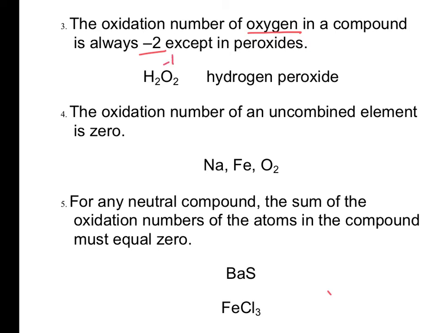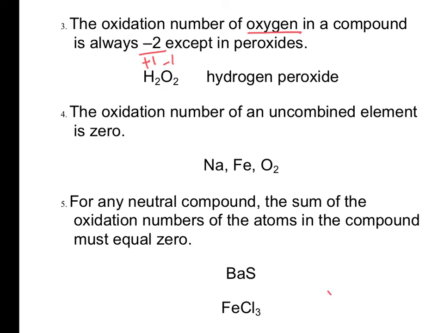rather than a -2. So then if we do our math, once again, this whole compound has to equal 0. So 2 times -1, right, equals -2. Therefore, this hydrogen here is going to be +1. So that all of those will equal 0. Okay, rule number 4. The oxidation number of an uncombined element is going to be 0. So that means that it is all by itself. It is not combined with anything different.